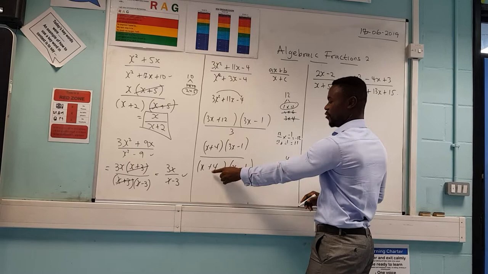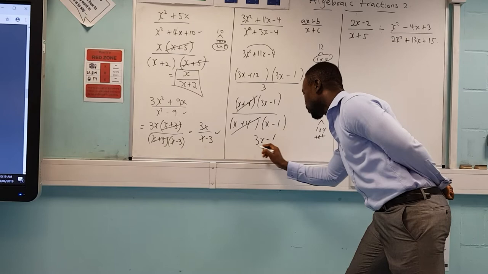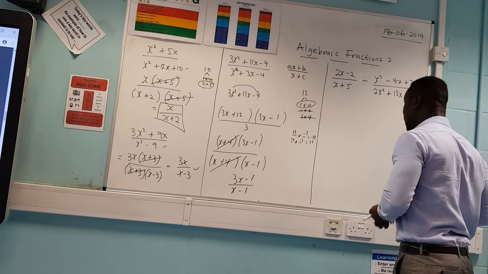Now we can see that there's x plus 4 at the top, x plus 4 down. Cross that out. You are left with 3x minus 1 over x minus 1. Compare it to the form ax plus b over x plus c. So from the answer, if I compare this to this, it means a is equal to 3.